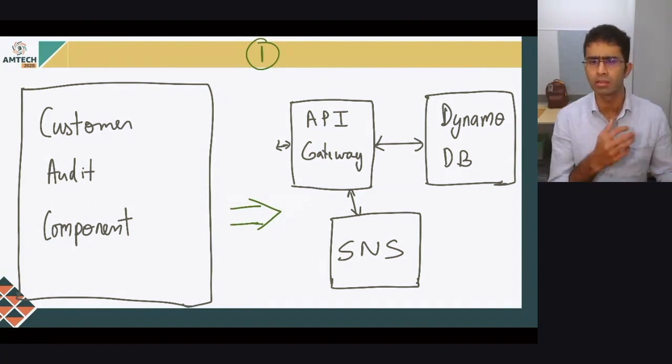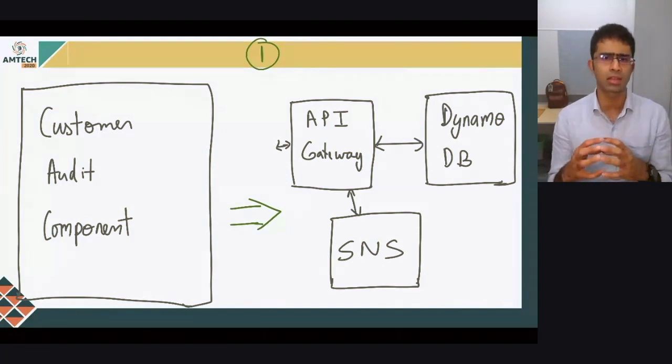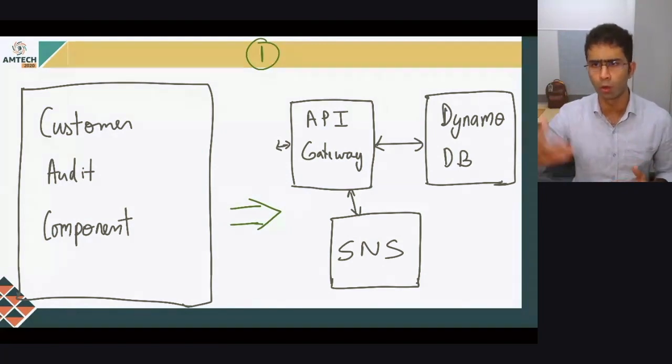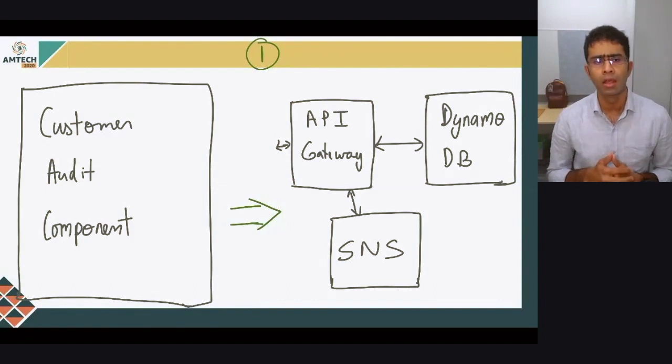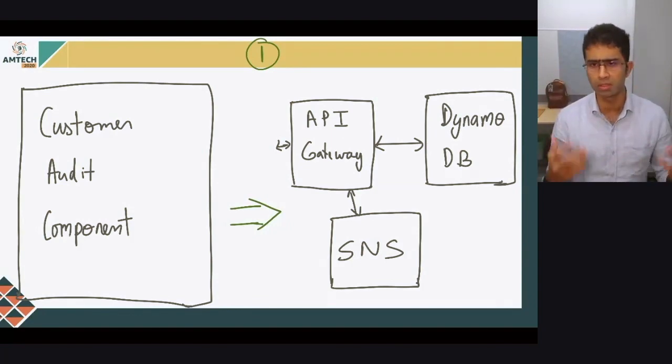So API gateway handles the requests from the front-end website, and it takes the request and sends it to DynamoDB, which is a low latency, high throughput data store. And then SNS is for publishing. It's a message broker to publish messages. So those are the 3 components you have come up with. This is a fair way to decompose.